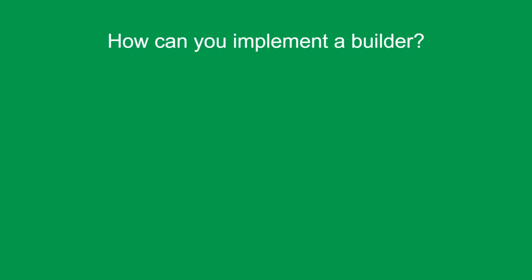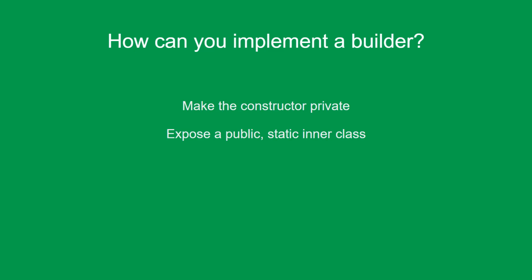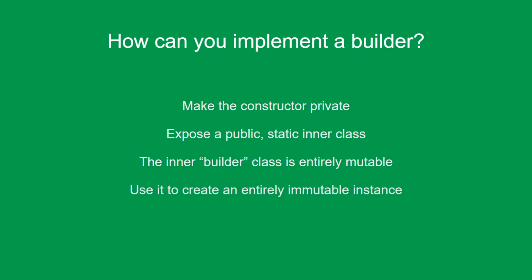So now let's get to the good stuff. How can we actually implement a builder? What we're going to do is we're going to make the constructor private as far as the interface's perspective goes. And what we're going to do instead is we're going to expose a public static inner class, and this is what's actually going to be called the builder. And we're going to use that builder, and it's going to be entirely mutable, allowing us to set all the properties that we need such that we can essentially copy over all of that data to create our immutable instance using that builder as the constructor parameter.